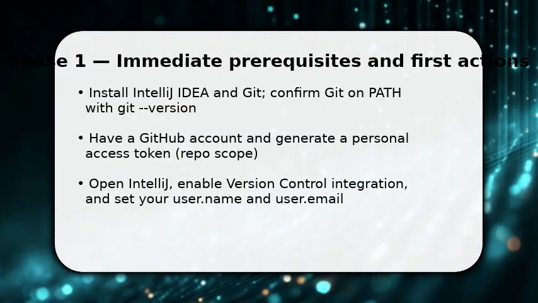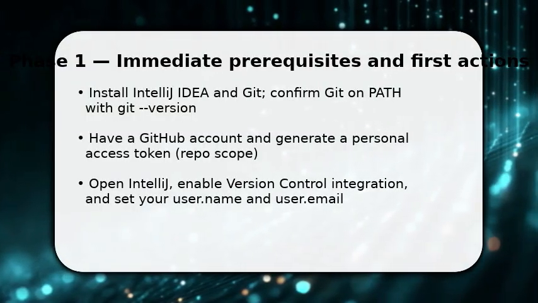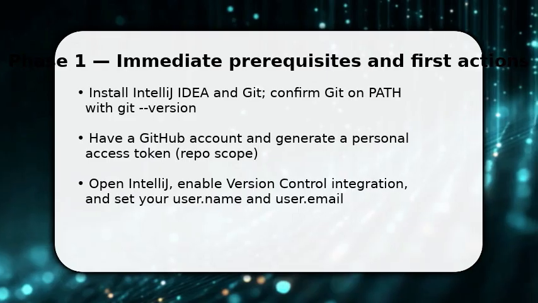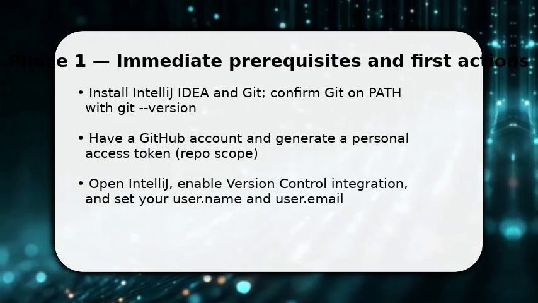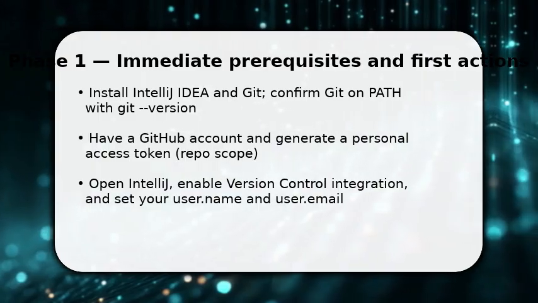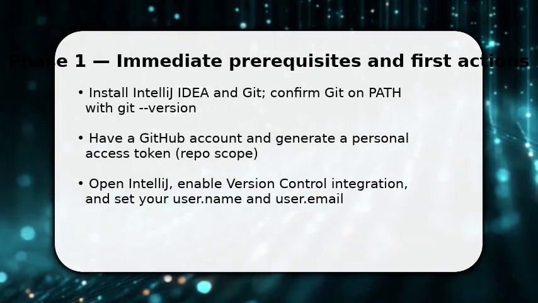You'll start by validating prerequisites. Get Git installed and your GitHub account ready with a personal access token. Once done, open IntelliJ and enable version control support. This gives you the Git menus and VCS tool window.